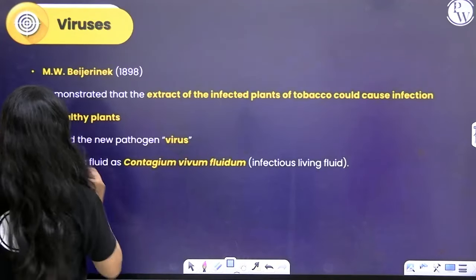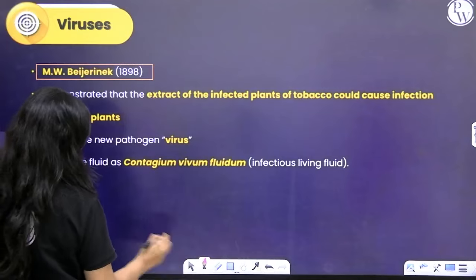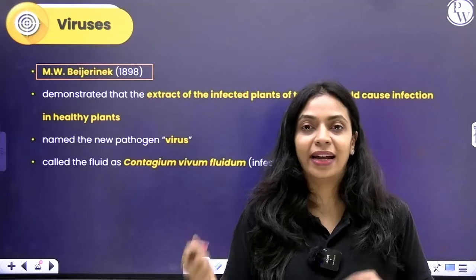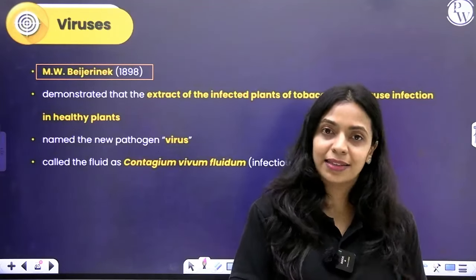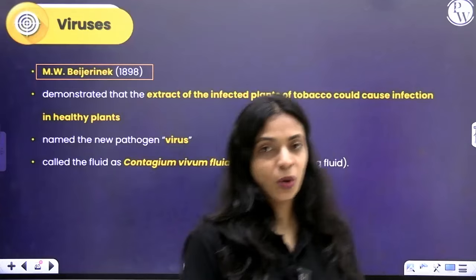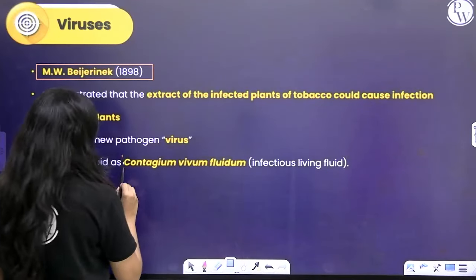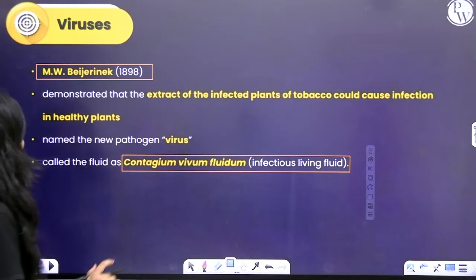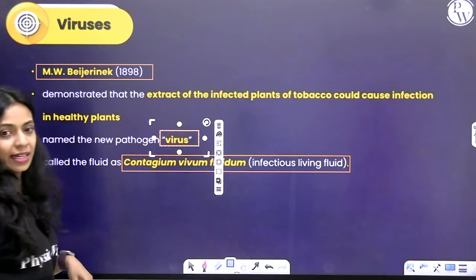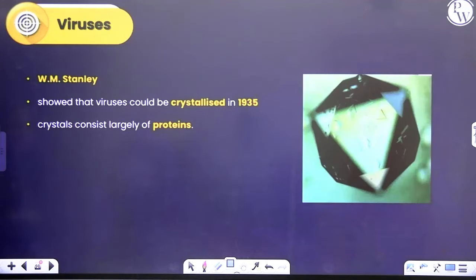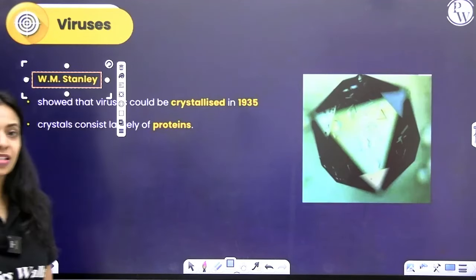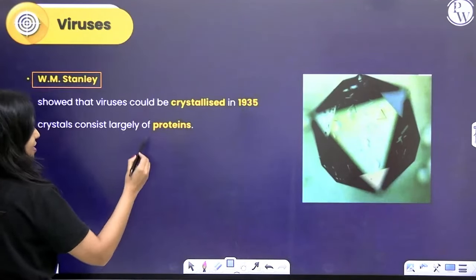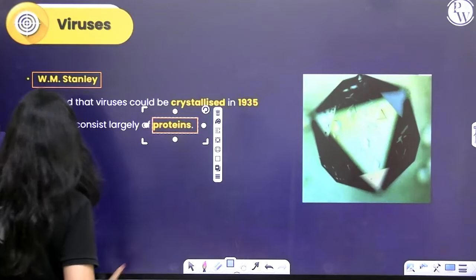Next, we have M.W. Beijerinck. He took an infected tobacco plant, took the extract of that and introduced it into a healthy tobacco plant. The healthy tobacco plant also got the disease. So, he called that fluid Contagium vivum fluidum, which means infectious living fluid. And he named this new pathogen as virus. That is his contribution. Then we have W.M. Stanley. He is the person to have shown us that viruses can be crystallized outside the host, and generally these crystals are majorly made up of proteins.